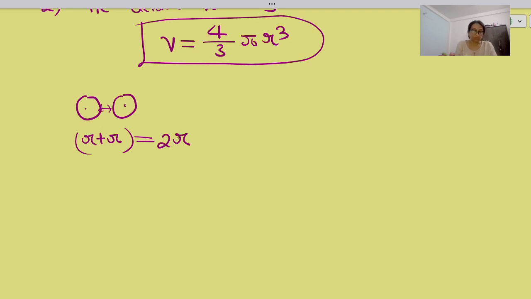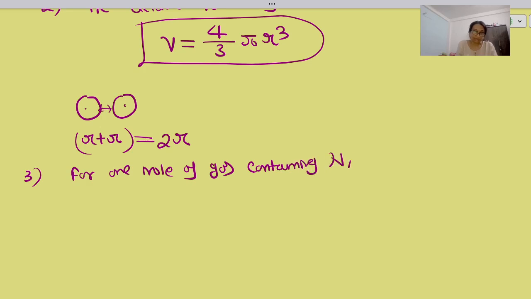The excluded volume for a pair of molecules is now calculated. Now the calculation of the excluded volume for 1 mole of gas, containing Na, that means Avogadro number of molecules. 1 mole is equal to 6.022 into 10 to the power 23.